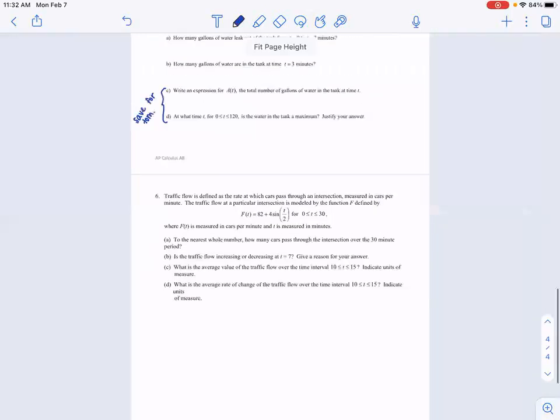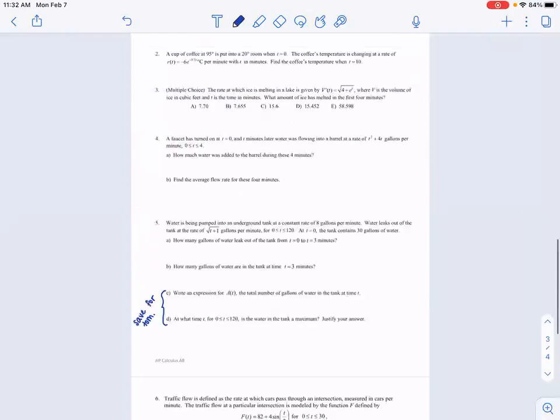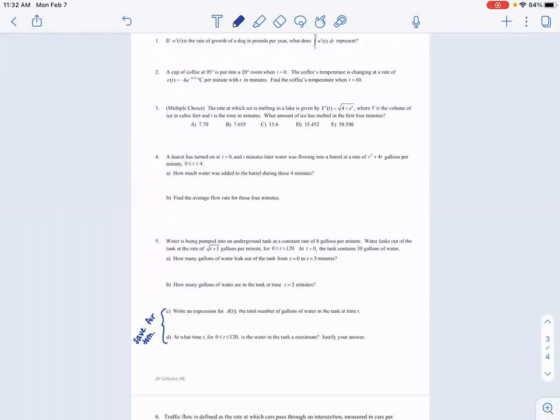You are welcome to use a calculator on anything on this worksheet. Okay, so we have 3 minutes. If you wanted to answer the first 2, you totally could.